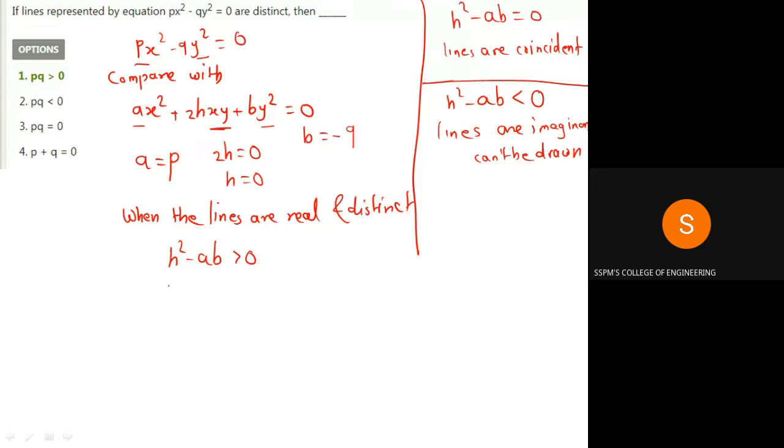So now we will substitute the values here. What is the value of h? It was 0. So 0 square minus ab. What is a? It is p, and b is equal to minus q, greater than 0. So minus minus q is equal to plus. So p into q is pq, pq greater than 0. So this is the correct option. So the first option is the correct option, pq greater than 0. Okay. Now we'll see the next example.